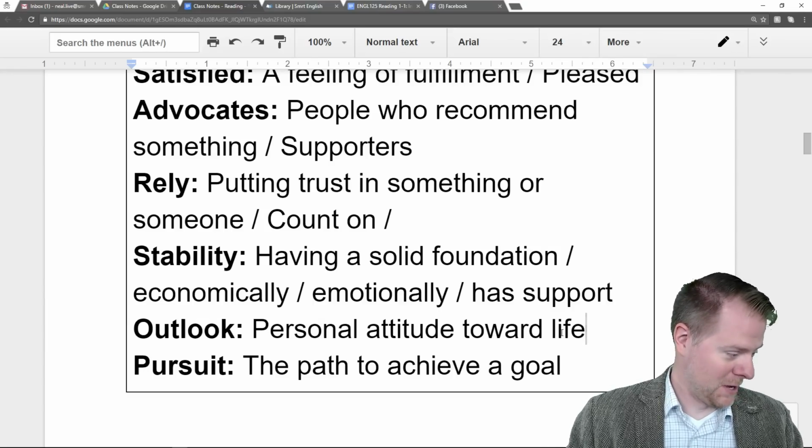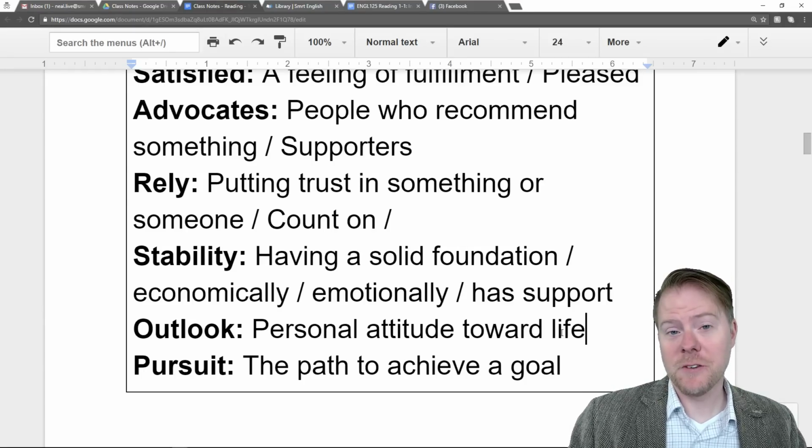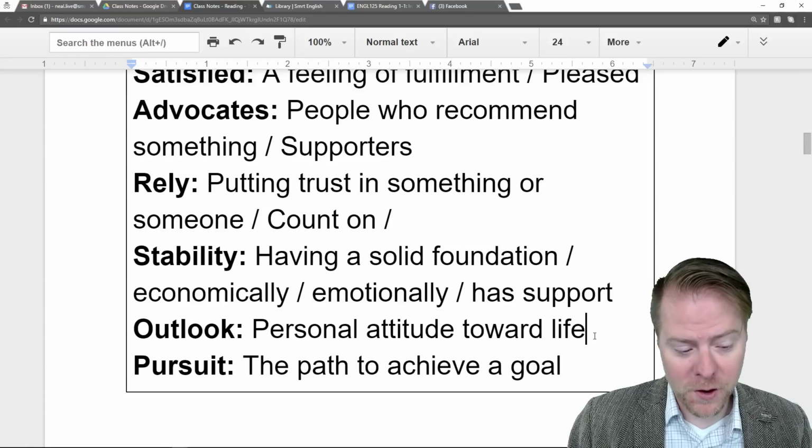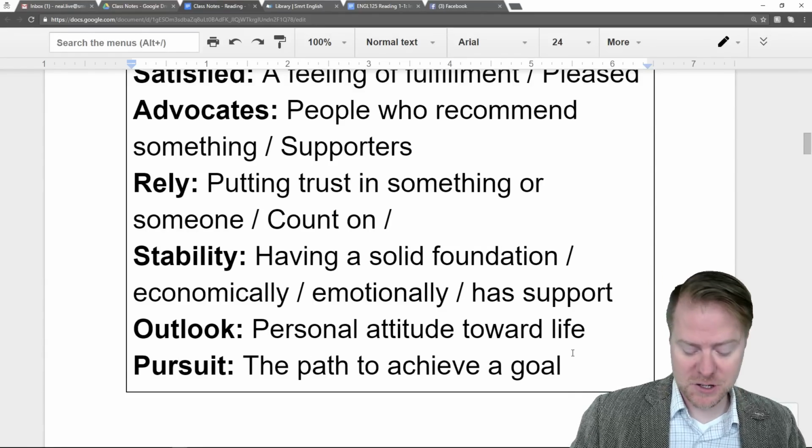Hi, welcome. People just jumping in. If you're just jumping in, we're covering the vocabulary for the reading. As you can see the vocabulary here, we're talking about the last word.